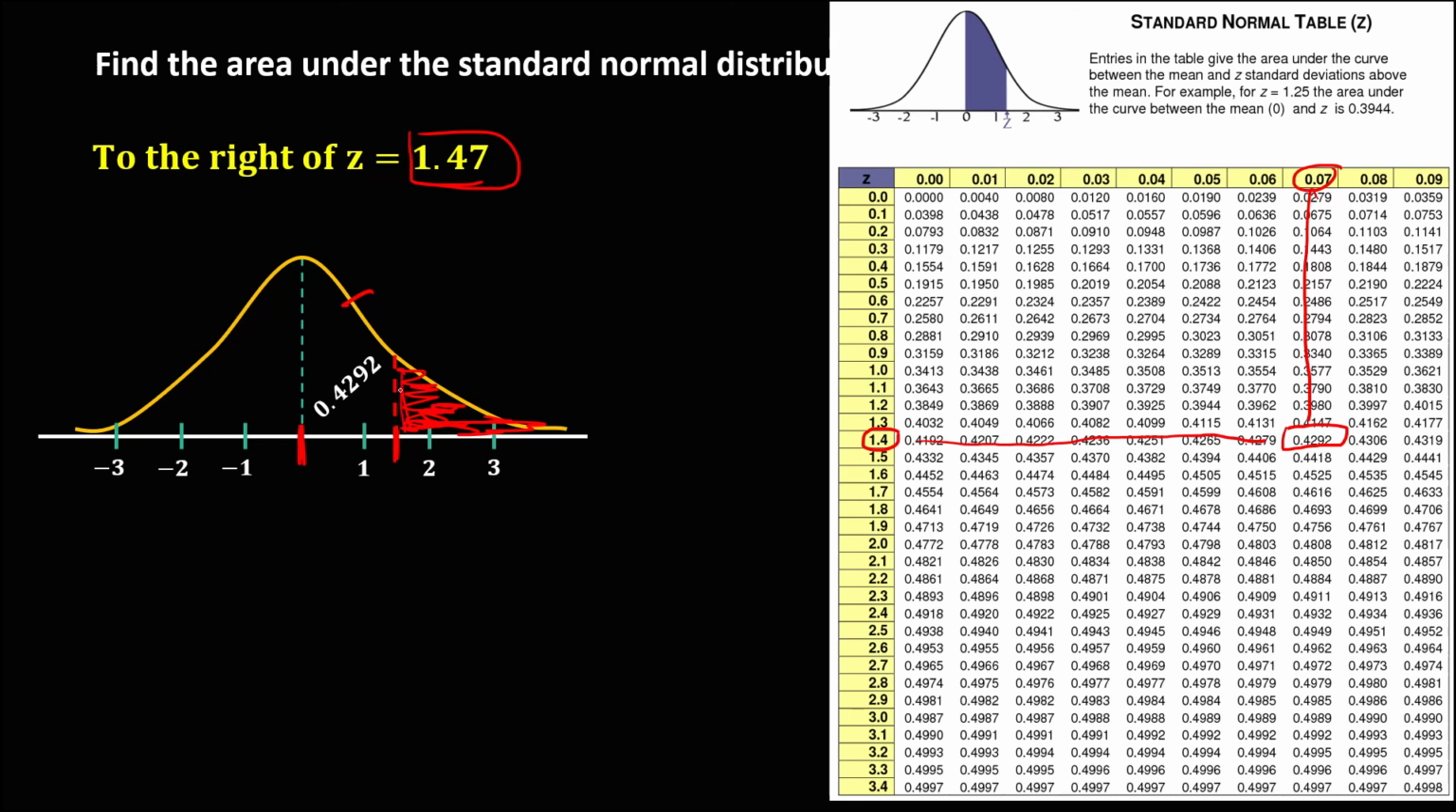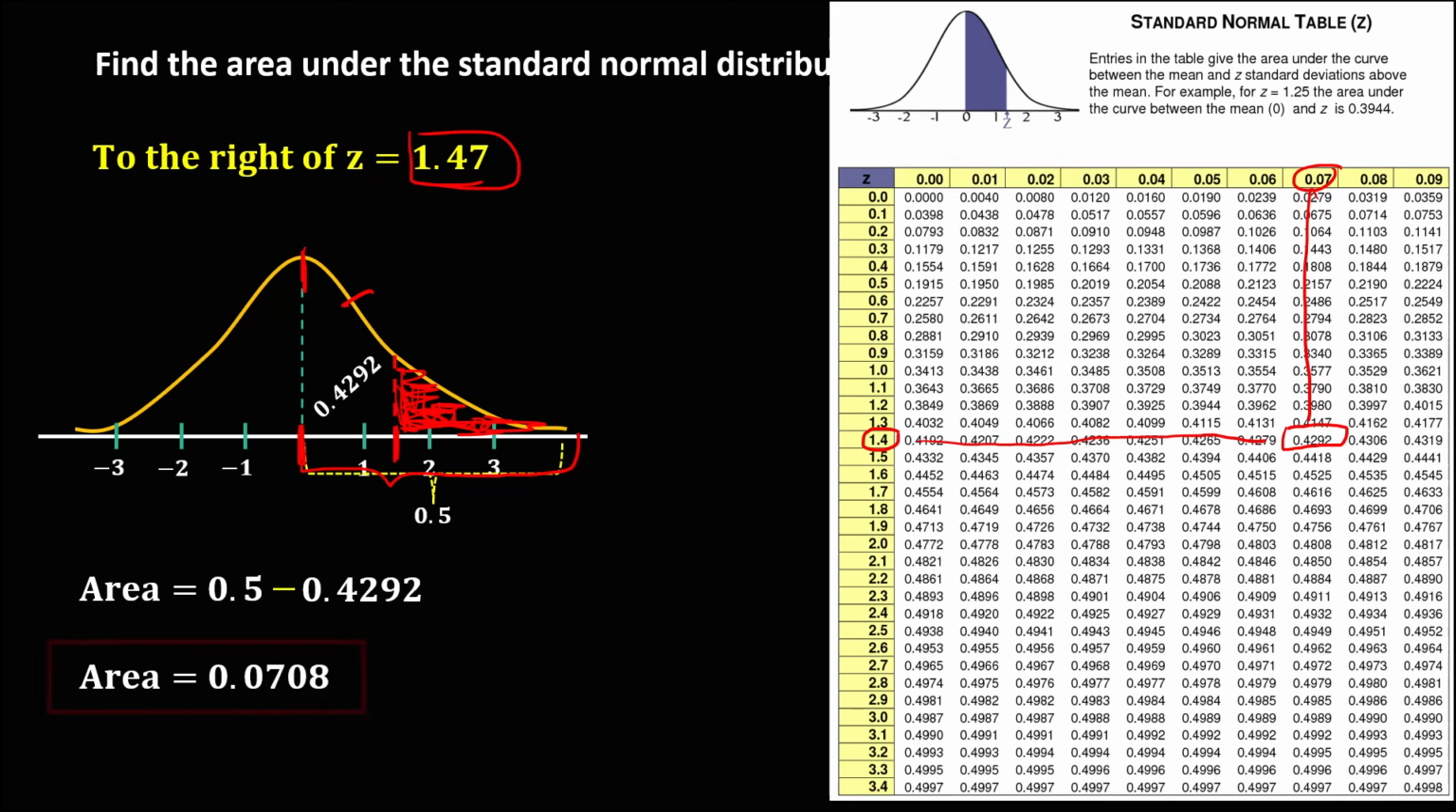Then observe that the unknown area is away from the mean. Then we need to subtract. So subtract from half of the curve. So half of the curve, the area is 0.5. Then to subtract, the bigger area minus the smaller area. So we have this 0.5 minus 0.4292. So therefore, the total area is 0.0708.